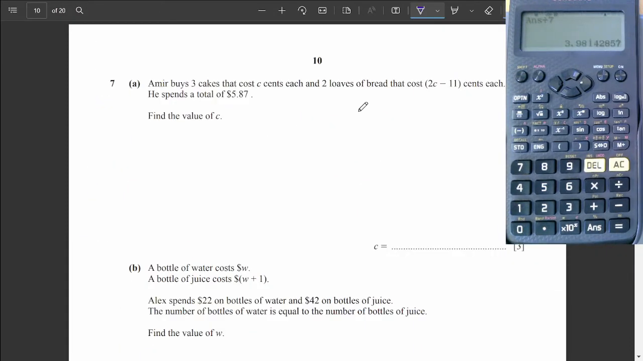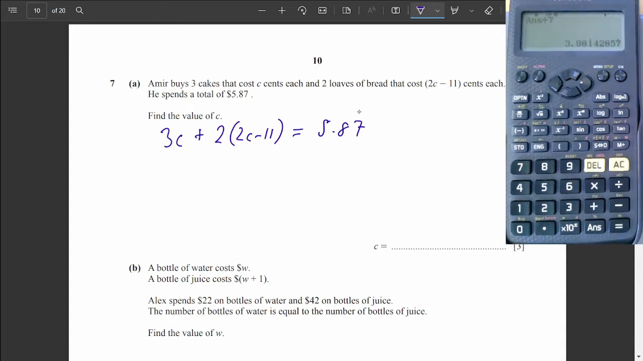Question 7a. Amir buys 3 cakes that cost C cents. So the total cost of that will be 3 times C, or just 3C. And 2 loaves of bread, which would be 2 times the cost of the bread, which is 2C minus 11. And that gives him a total of $5.87 if we add it together.